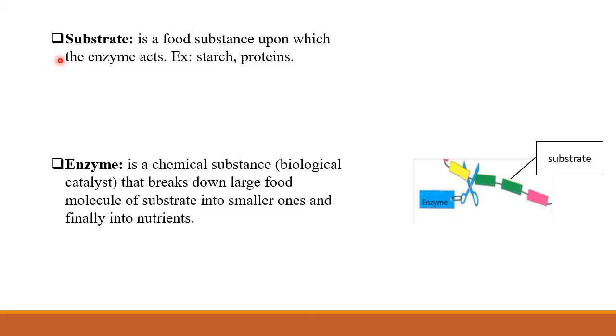As a conclusion, substrate is a food substance upon which the enzyme acts. Example, starch, proteins. Whereas the enzyme is like the scissor in the adjacent figure, which cuts or digests the substrate into smaller molecules. Means enzyme is a chemical substance or biological catalyst that breaks down large food molecule of substrate into smaller ones and finally into nutrients.